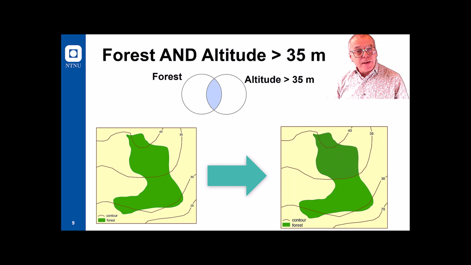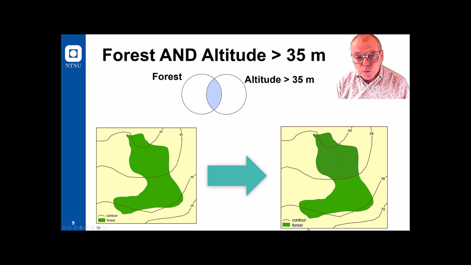If we use the AND operator, this is much more restrictive and only takes the common area between the two sets. So you have forest, but you are only keeping the part of the forest having altitude higher than 35 meters. This leaves us then with this part of the forest here, which is above 35 meter. We exclude the part of the forest which is below 35 meter, and we are not including anything else which is not forest.